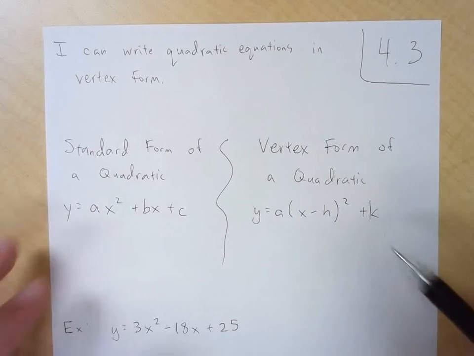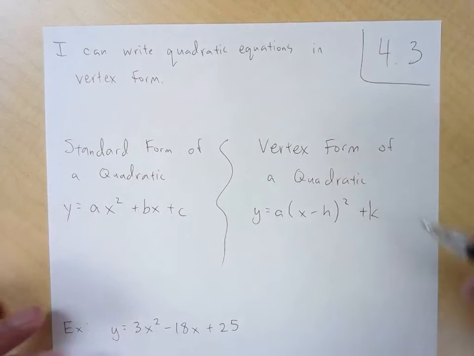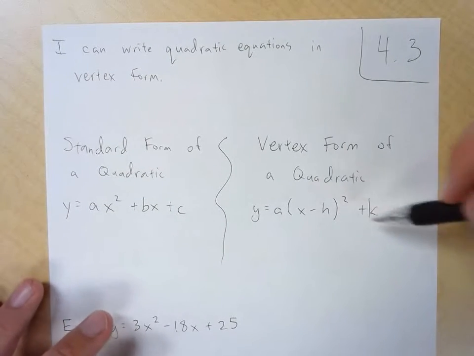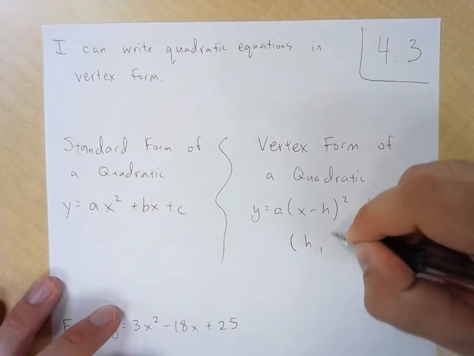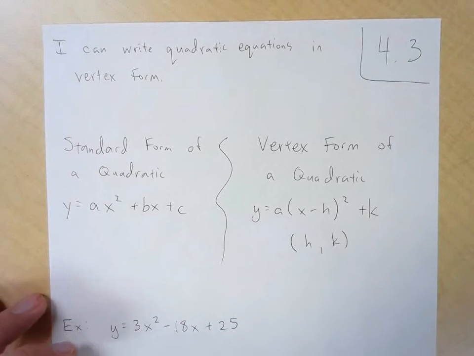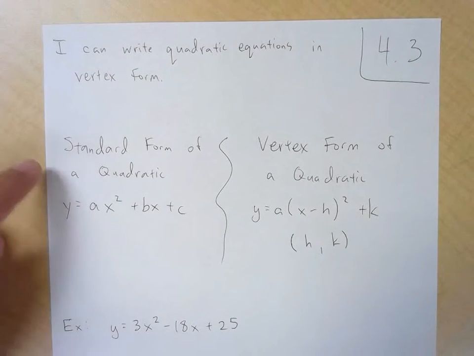Our H and our K is just going to be a point, and that's what's called the vertex. So this is why it's called vertex form, because H, K, that point, is the vertex.